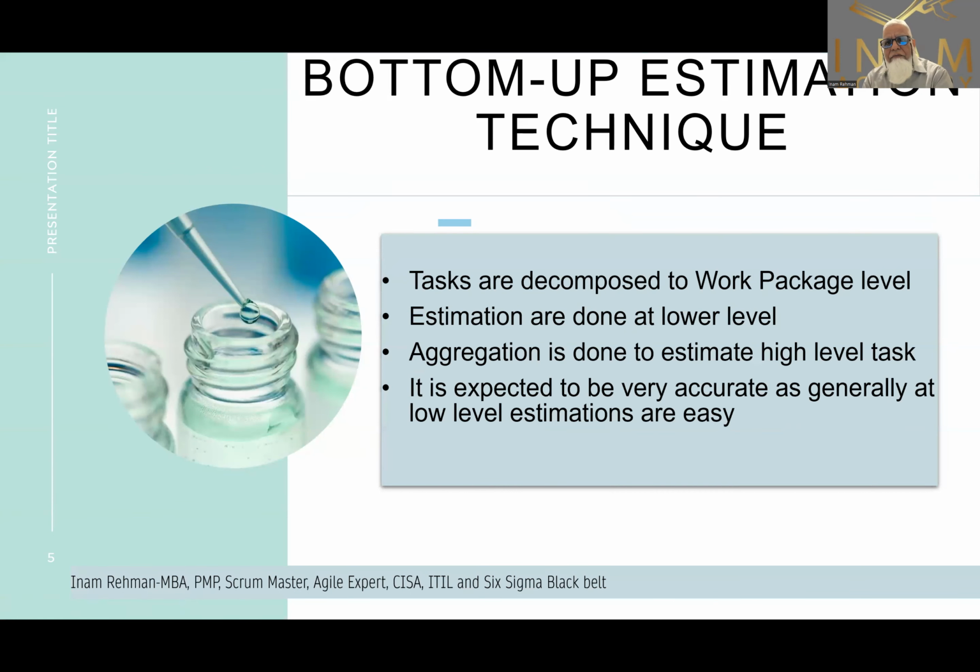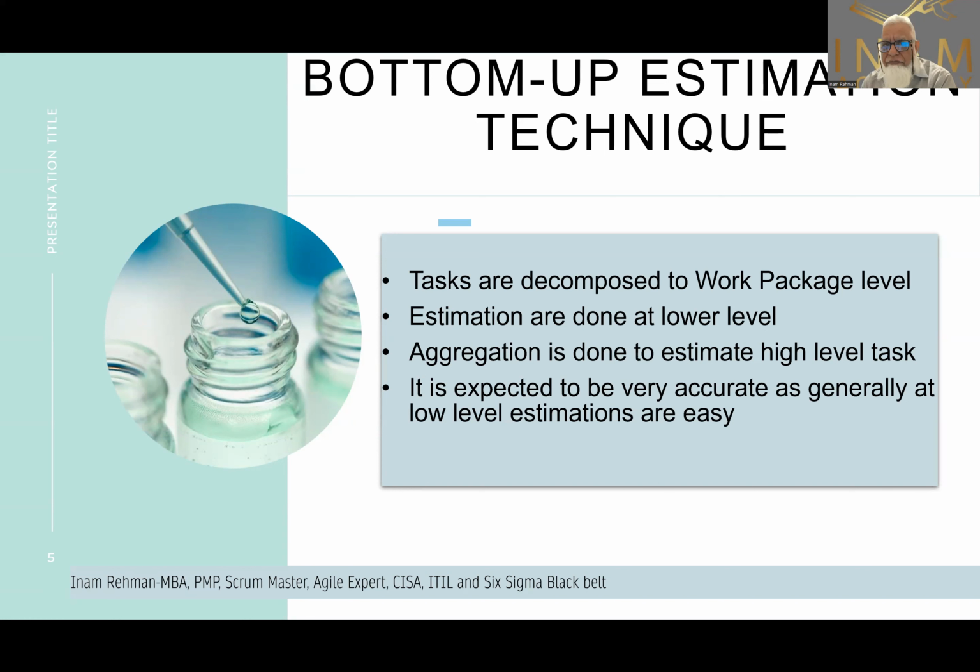The third one we have is called bottom-up estimation technique. The bottom-up estimation technique is generally considered to be very accurate, as we all know that most of the time at a high level, it is not easy to estimate. Let's say, for example, if I want to have a party at my home, I cannot estimate it at the party level. But if I say, okay, we will have 50 guests, so we have to make a seating arrangement for 50 people, or we have to make food for 50 people, and we are going to serve these items. So let's say we are buying one pizza for everyone. So we can estimate it easily.